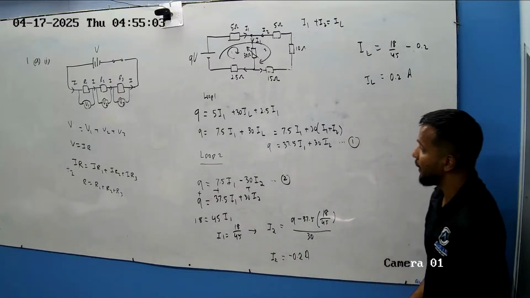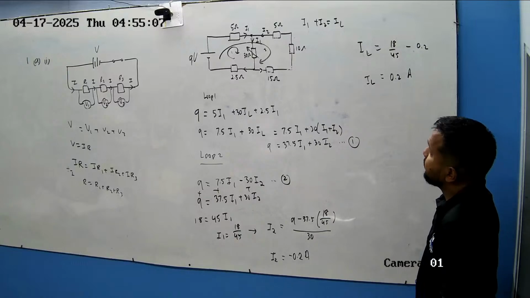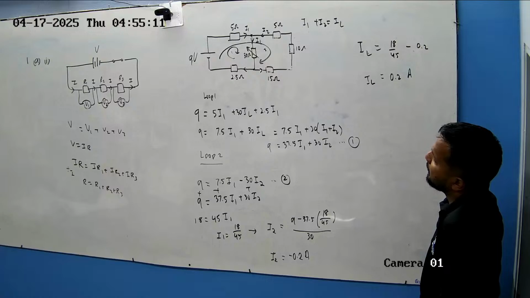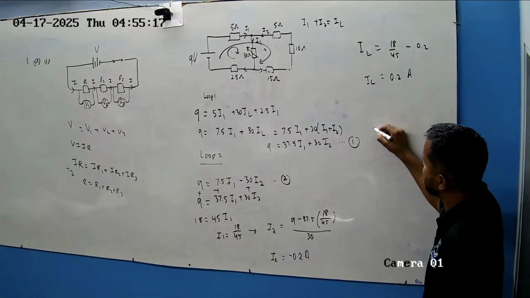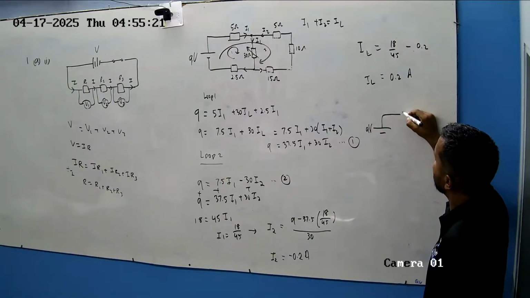So as we apply Kirchhoff's law, what would have happened if we did it like this? That we're practicing, 9 volts. What would have happened if we simplified this circuit like this?